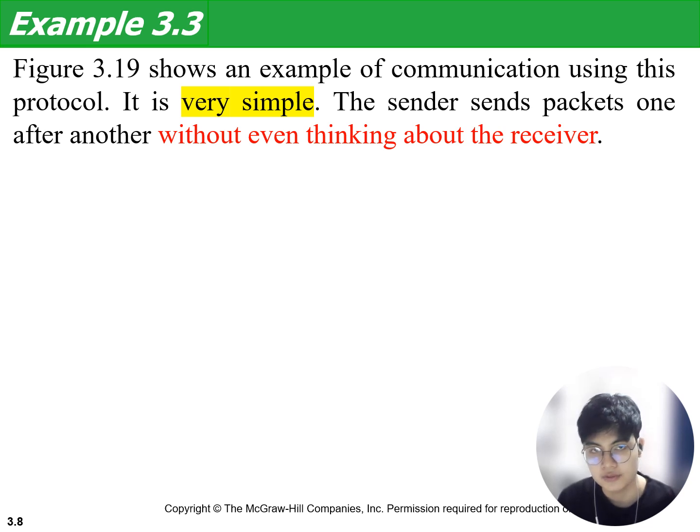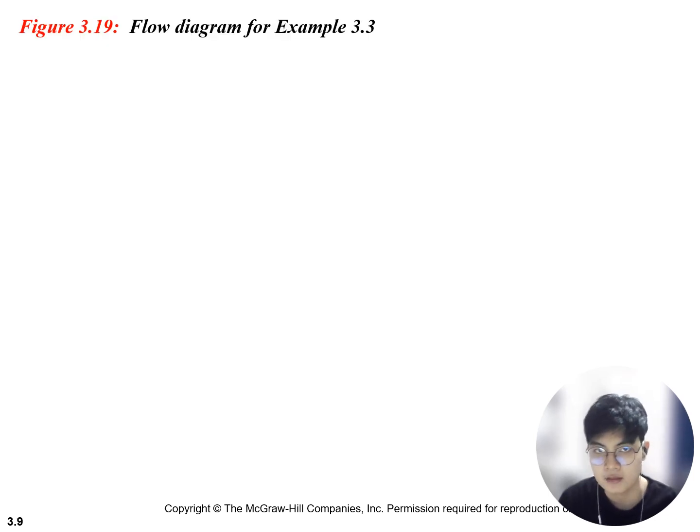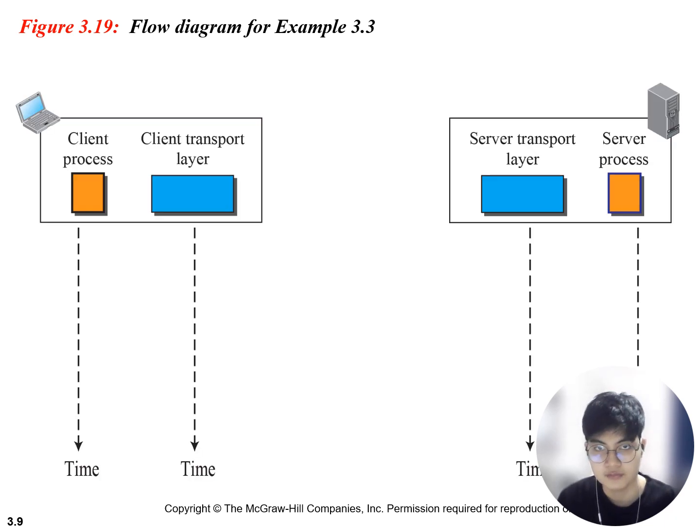Figure 3.19 shows an example of communication using this protocol. It is very simple. The sender sends packets one after another without even thinking about the receiver. This is example 3.3.